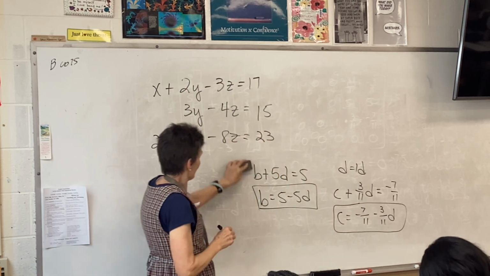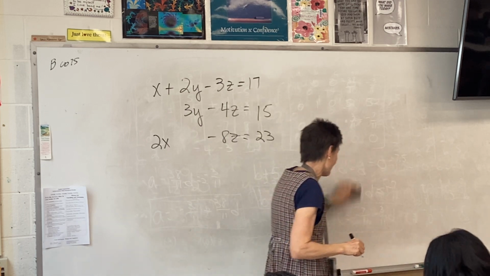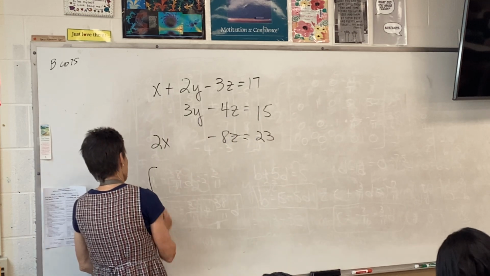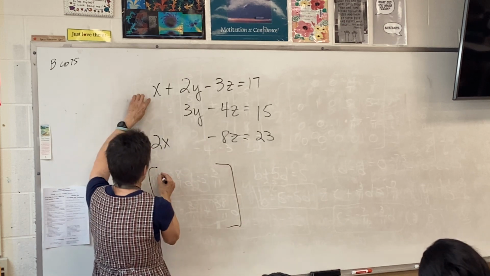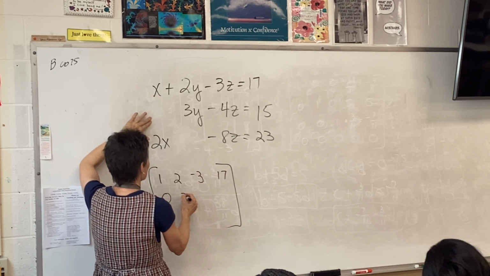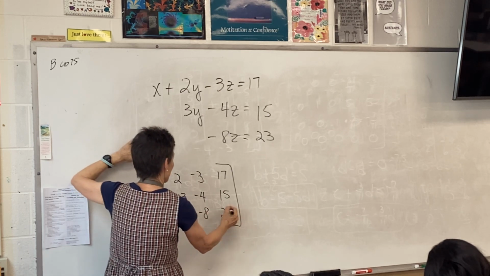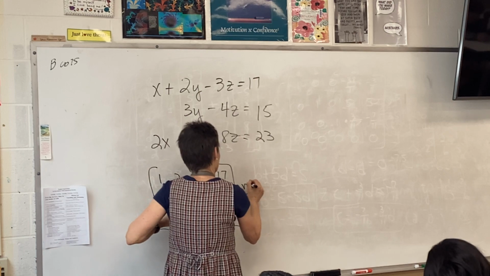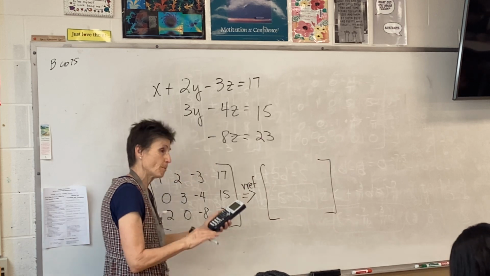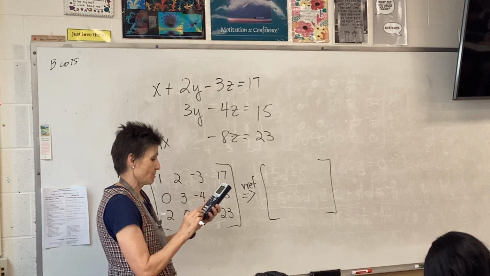This one is not rigged, so I think we're gonna come out with an answer. It's probably gonna be hideous, but it's not gonna be parametric like this. It's gonna be a real life answer, I hope. So, what's our matrix look like? 1, 2, negative 3, 17. Watch the zeros here. 0, 3, negative 4, 15. 2, 0, negative 8, 23. All right, let's RREF that guy. You're probably gonna need your math frac button, since we didn't rig this at all.